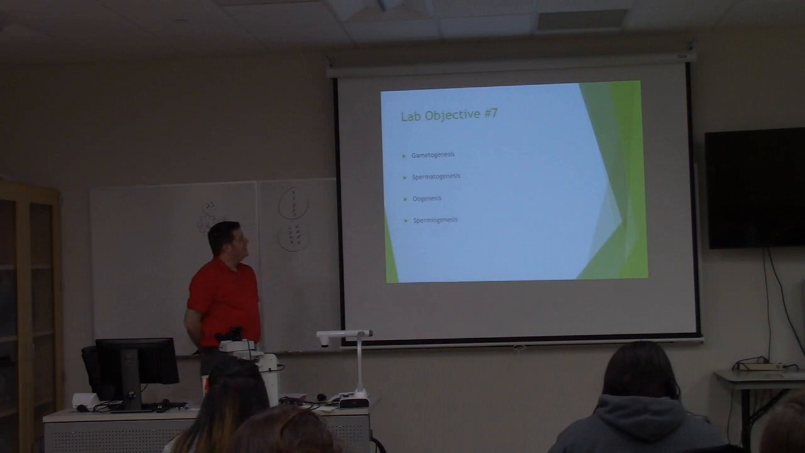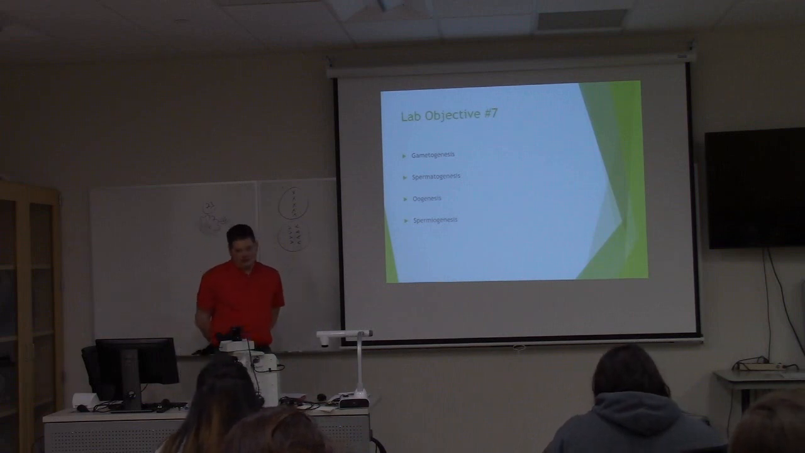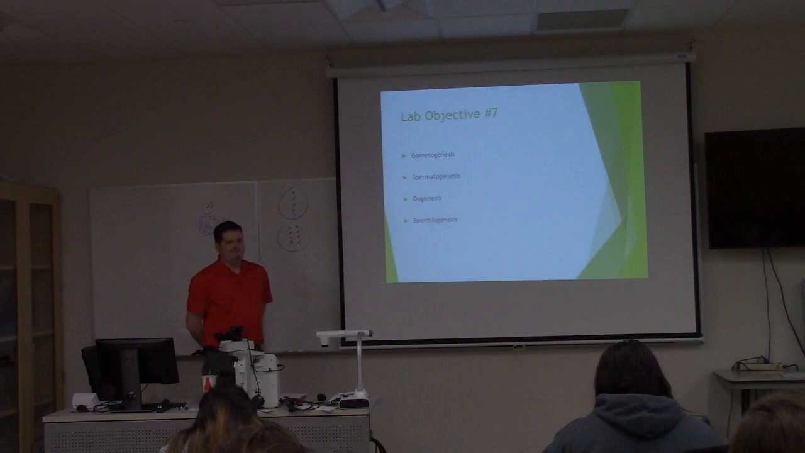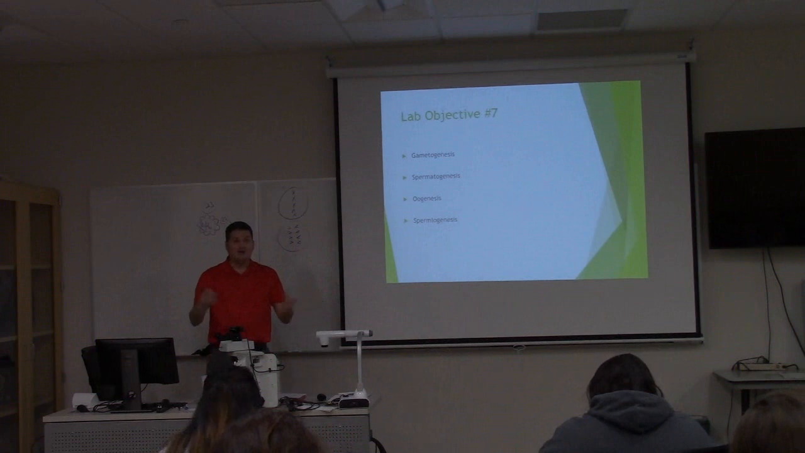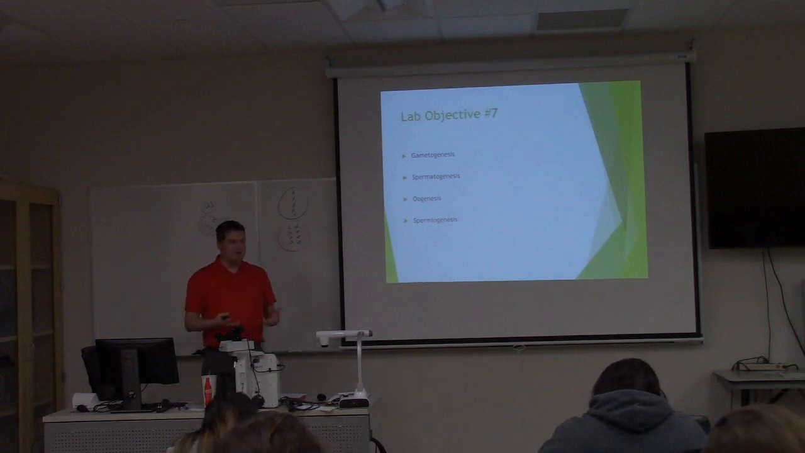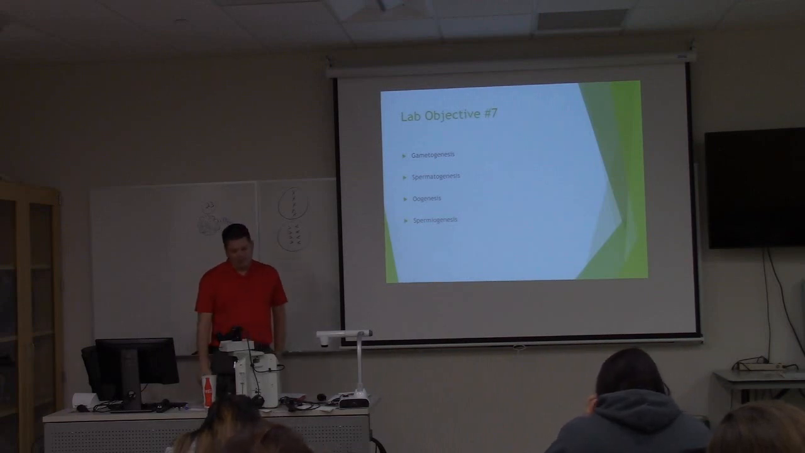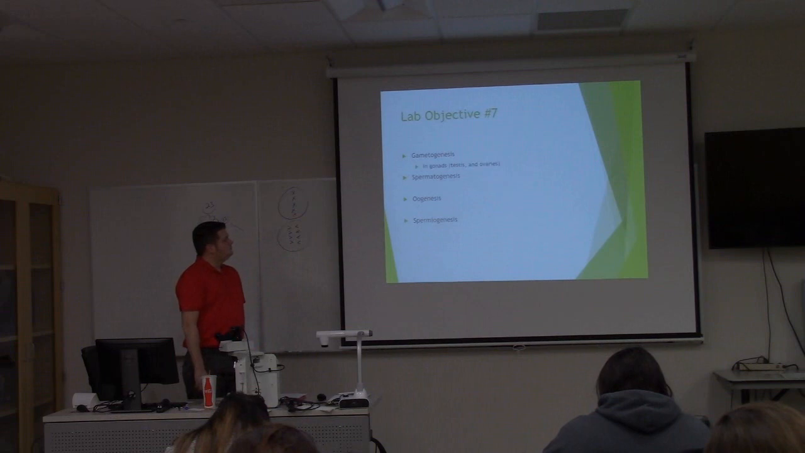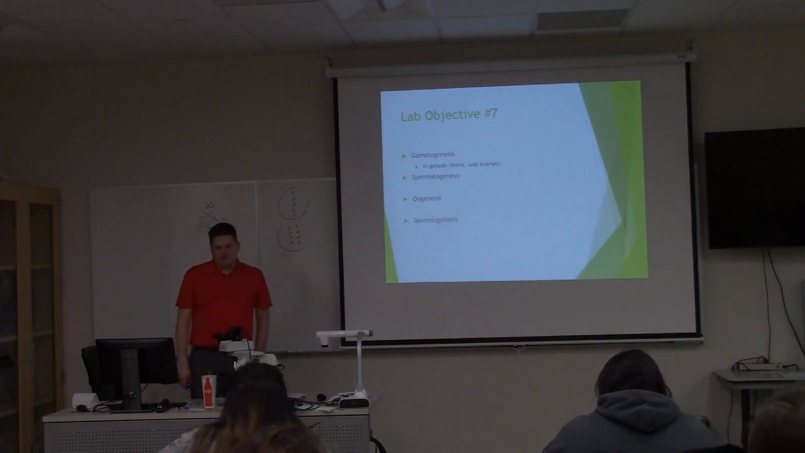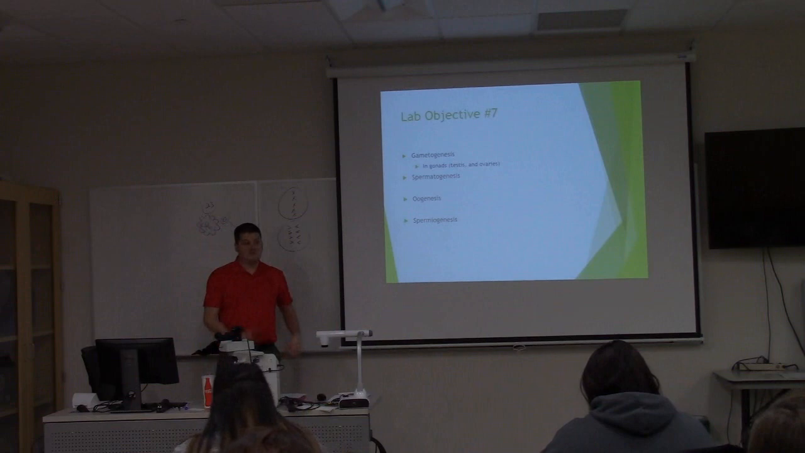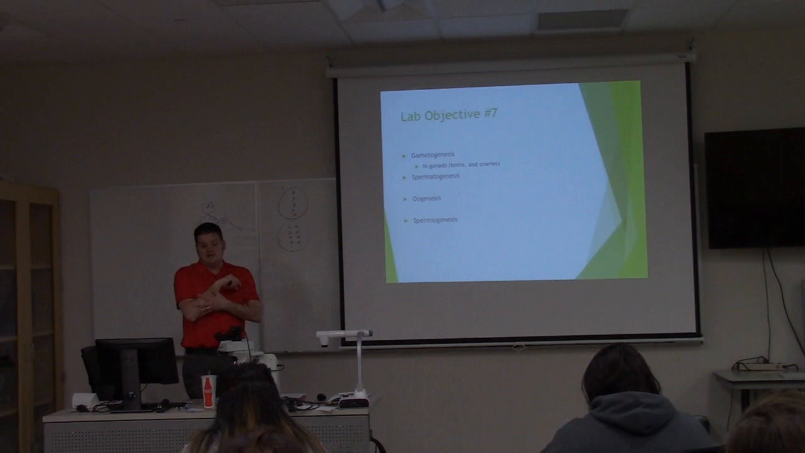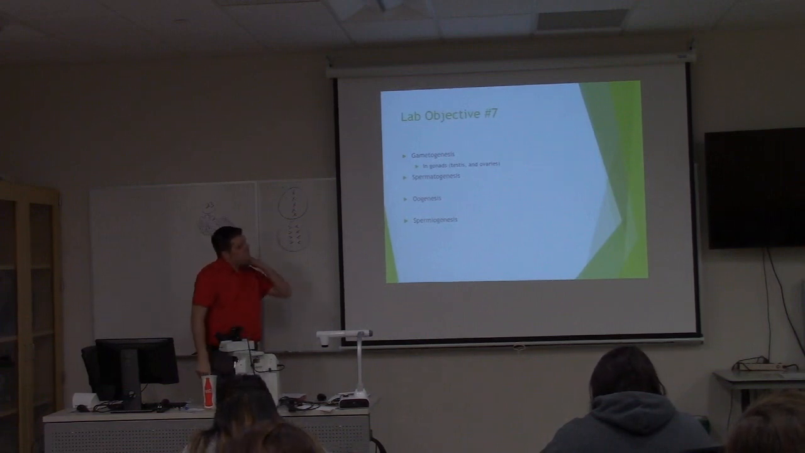Okay, so we have some terms here that you need to know as well. Gametogenesis. Anybody know what that's referring to? This is sex cell formation. The whole process of forming an egg or a sperm is called gametogenesis. Where does gametogenesis take place? It takes place in the gonads, so that would be the testes and the ovaries, respectively.